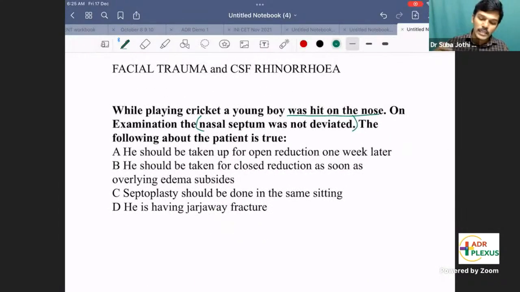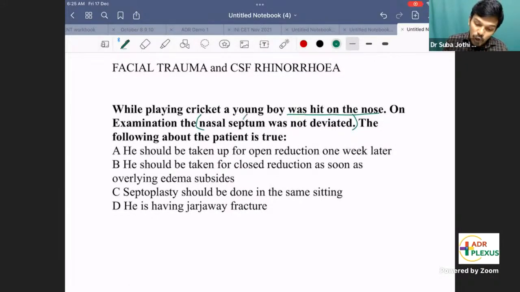So the boy is having a nasal bone fracture. Septum is not deviated, which means that it is an isolated nasal bone fracture. You should treat the nasal bone fracture either immediately or between the second and third weeks. You should not do it at week 1. You should not do it at week 3. So here, what happens? He should be taken up for open reduction 1 week later.